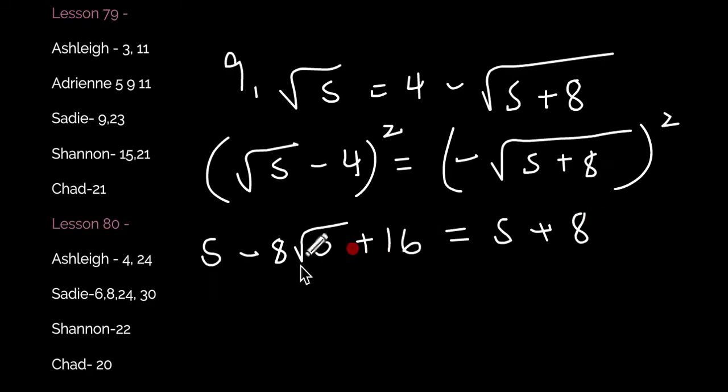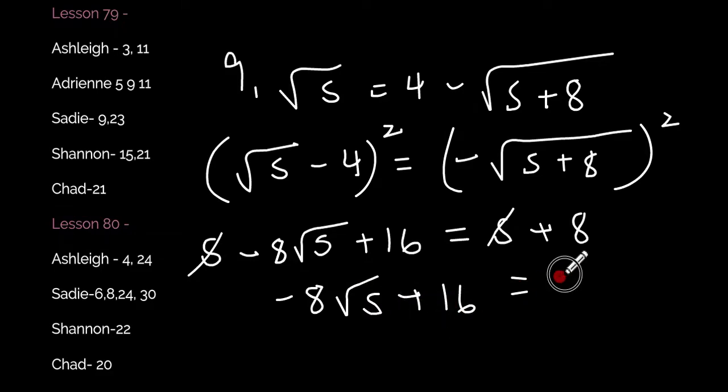Okay, it's the same thing. So the s's cross out. We get negative 8 square root of s plus 16. I guess I had it right before. Equals 8. No, maybe not.